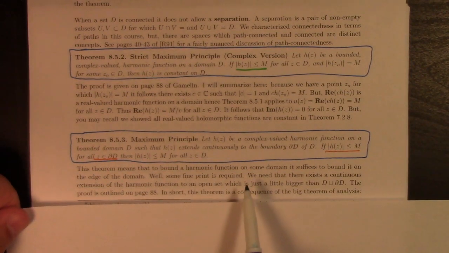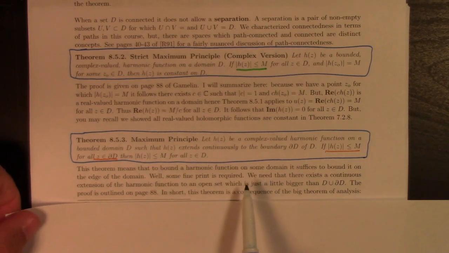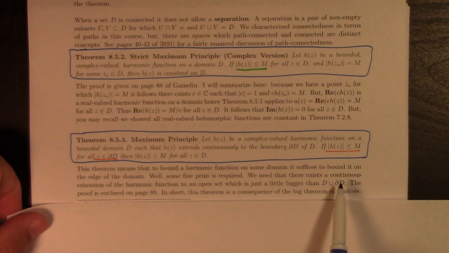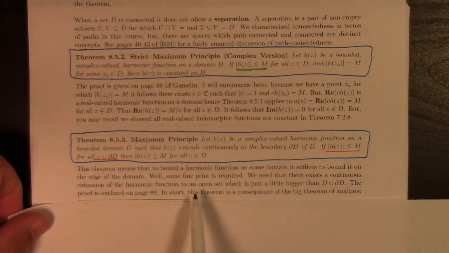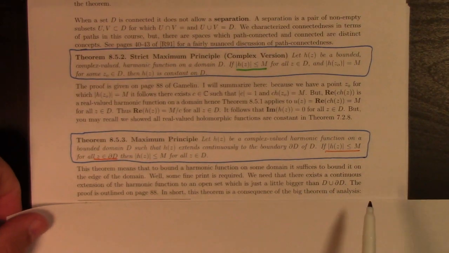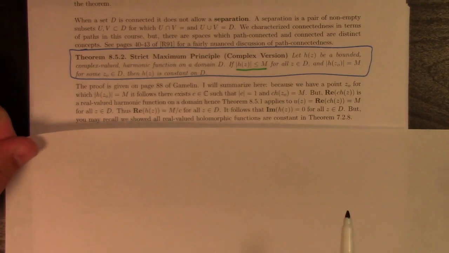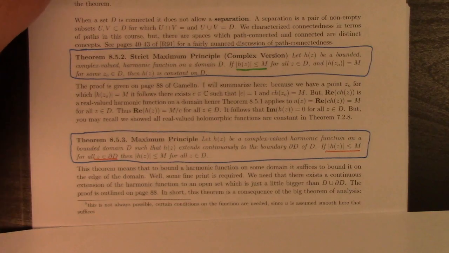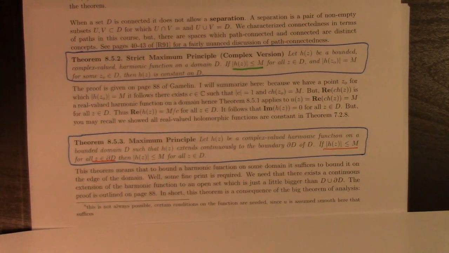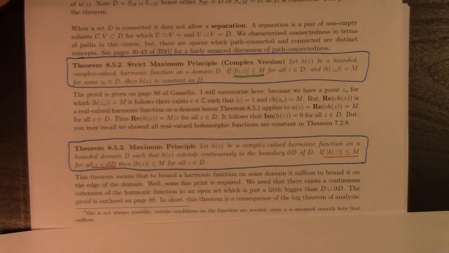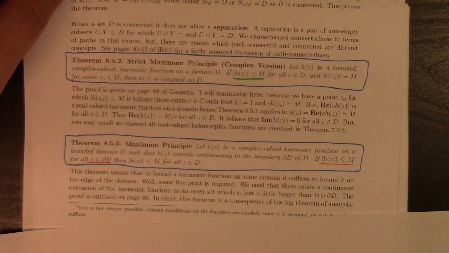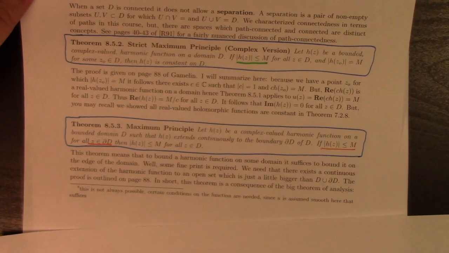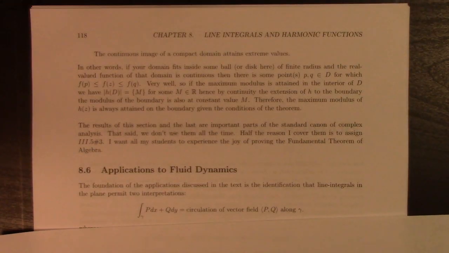Again, this means to bound a harmonic function on some domain, it suffices to bound it on the edge of the domain. Again, there's some fine print here because we need a continuous extension of that harmonic function to some open set, which is a little bit bigger than D, boundary D. And again, Gamelin has more details. Now, the reason I'm going through these things is I think they're important for you to be aware of them. I don't use them too much in this course, but if you were to go on and take a second course in complex analysis, it would be much more centered on these ideas, all right?